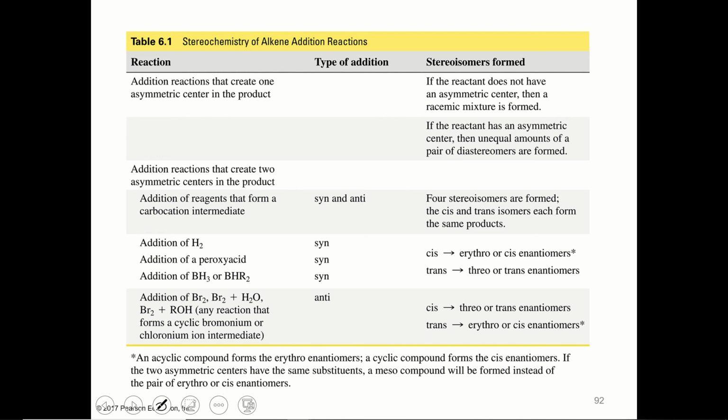So this is a table of summaries of the different types of addition and what stereoisomers will be formed. So in general, addition reactions that create one asymmetric center in the product. If the reactant does not have an asymmetric center, then the product will be a racemic mixture. So if the reactant has no asymmetric center and we create a new asymmetric center in the product, then we create a racemic mixture or a pair of enantiomers as our product.